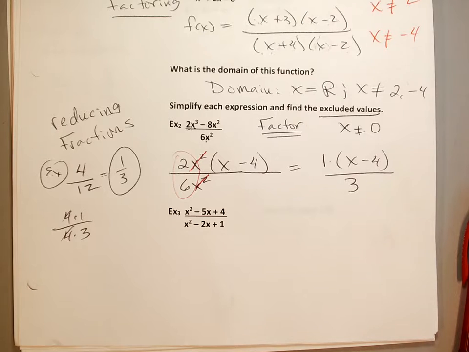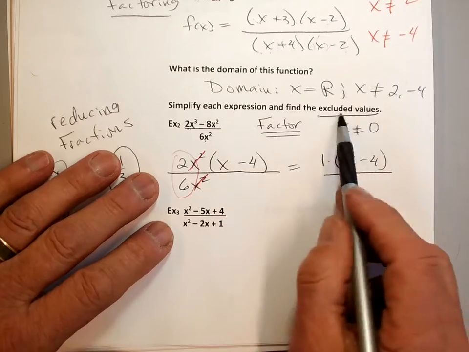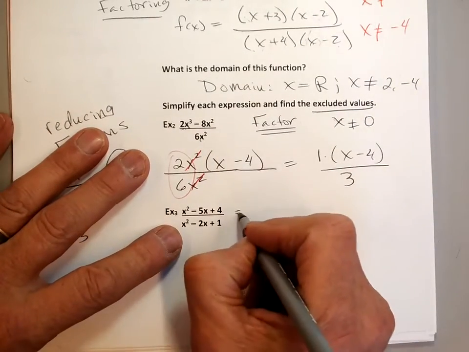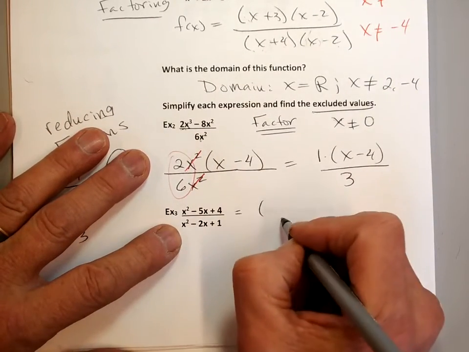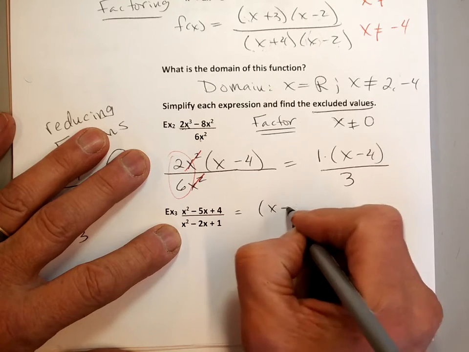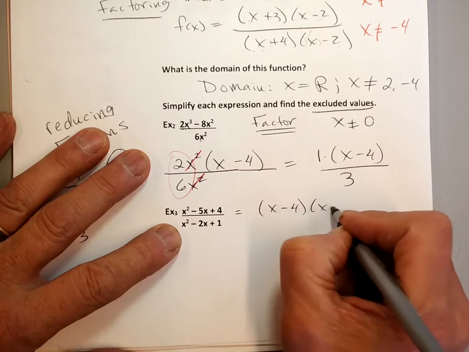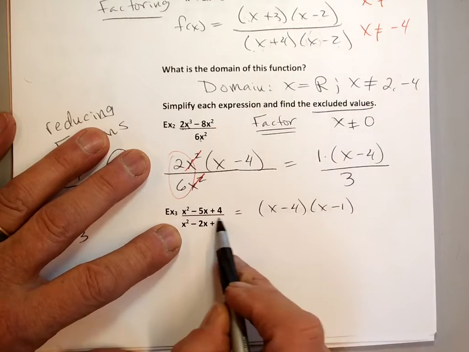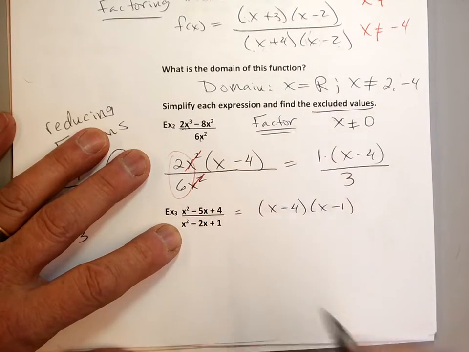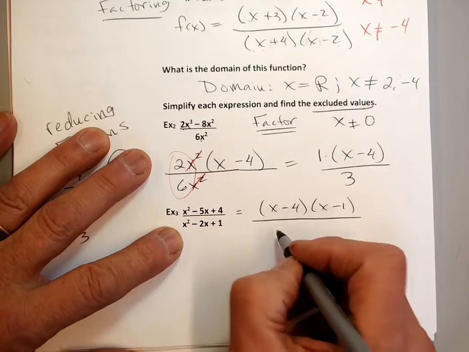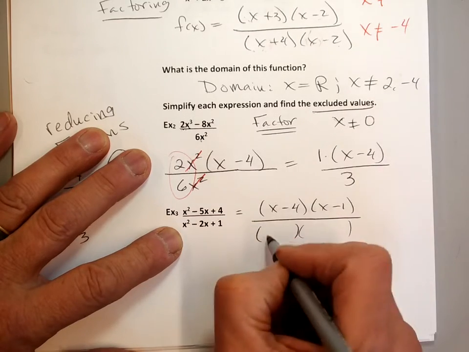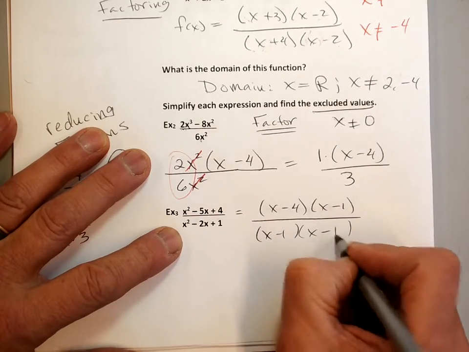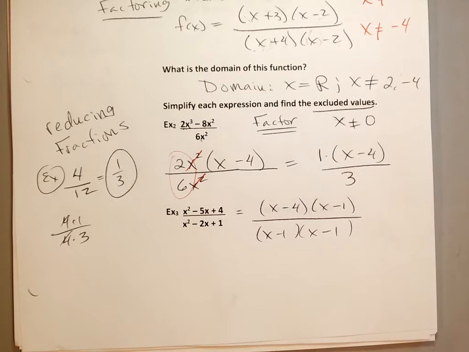Okay, example 2. First of all, if I need the excluded values, let's go ahead and factor. I'm going to factor this into an x minus 4 and an x minus 1. Negative 4 times negative 1 makes a positive 4, and they add together to make a negative 5. In the denominator, we're going to factor this into an x minus 1. Then I can reduce this, but before I do that, what are the excluded values?